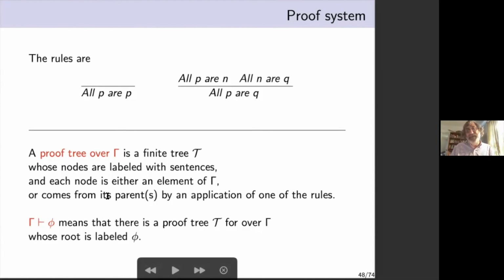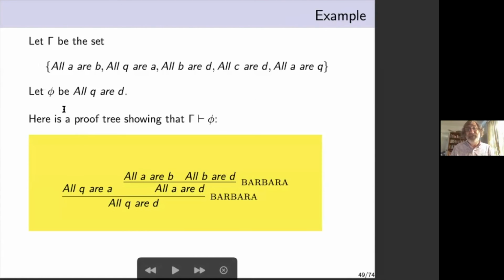So then we use this to generate proof trees. Here's an example. Here's a set of assumptions, and here's a conclusion, phi. And here's a proof tree. What a proof tree means is that at every node, you're either a leaf, which has to come from our assumptions, or you're an application of Barbara.